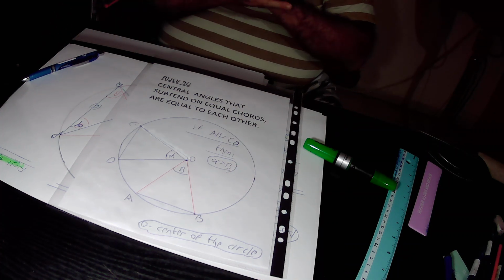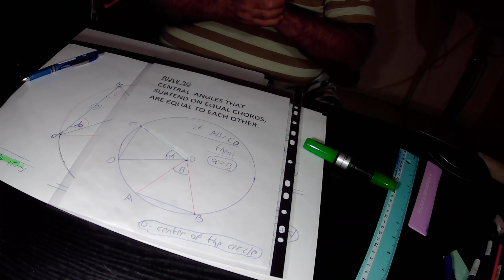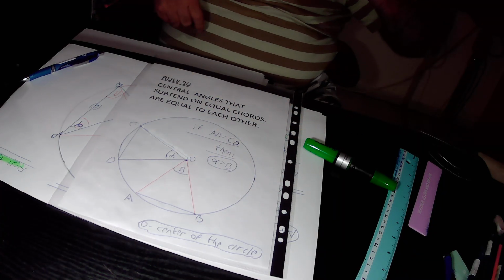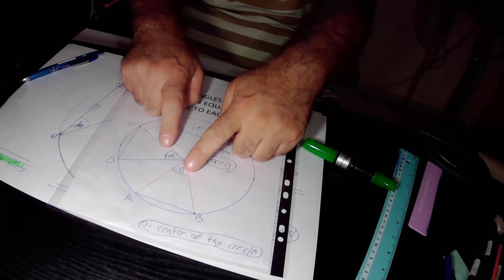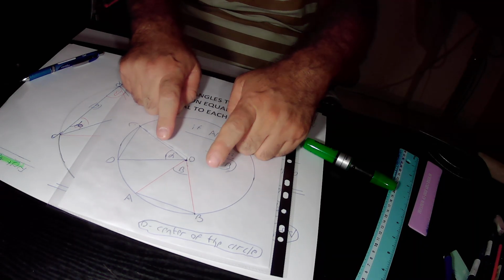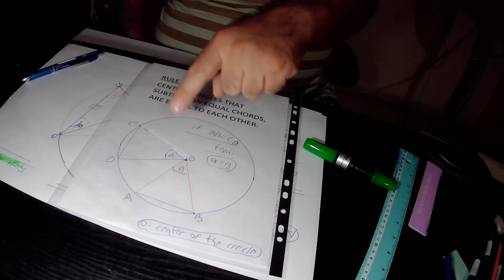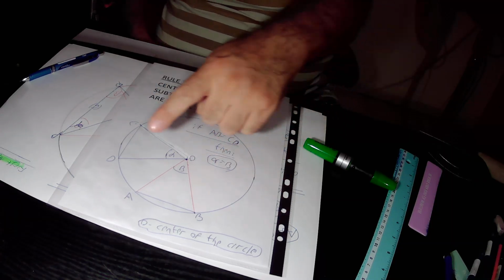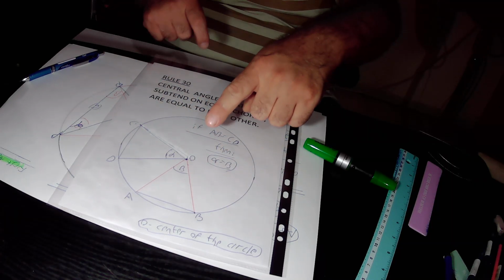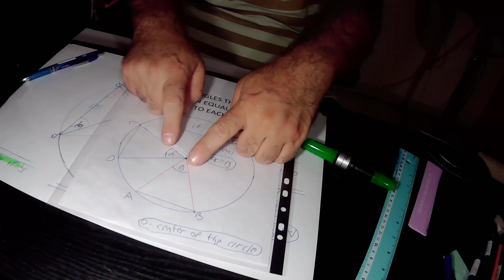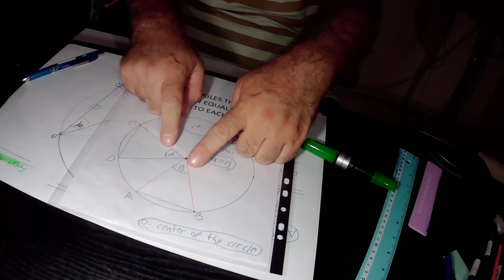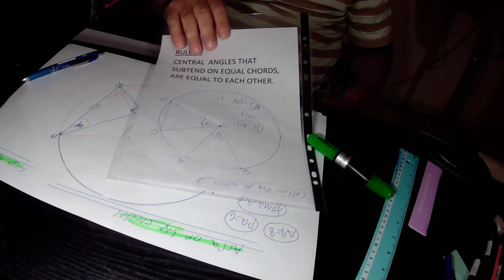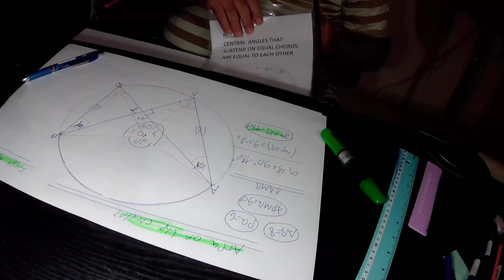According to Rule 30, if chord AB equals chord CD, then those two central angles must be equal to each other in their sizes. That is to say, if chord AB equals chord CD, then alpha equals beta. So we can actually implement Rule 30 in our drawing.